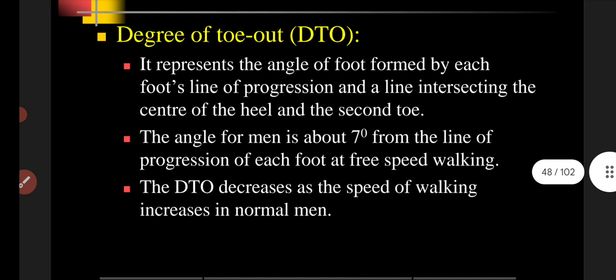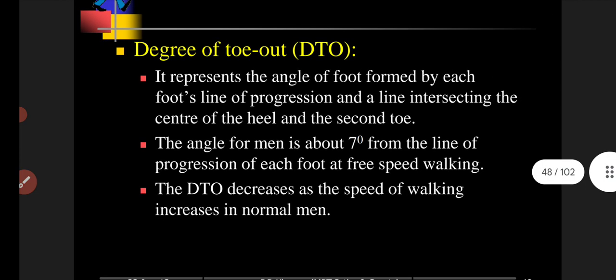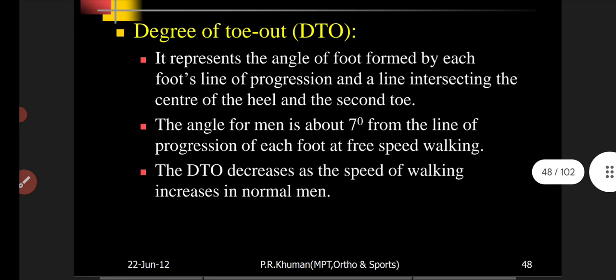The degree of toe out is another important part. It represents the angle of the foot formed by each foot's line of progression intersecting the line through the center of the heel and the second toe. The angle for a man is about 7 degrees from the line of progression of each foot at free speed walking. The degree of toe out decreases as the speed of walking increases.